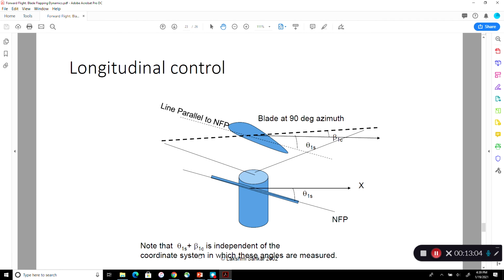It's independent of the coordinate system in which these angles are measured, because we are talking about the included angle. It doesn't matter whether we measure it with reference to this dotted line, in which case beta 1c is 0, there's no flapping, or this dotted line, in which case theta 1s is 0, there's no feathering, or about this black line, which is the shaft plane. It doesn't matter, the included angle together is a constant.